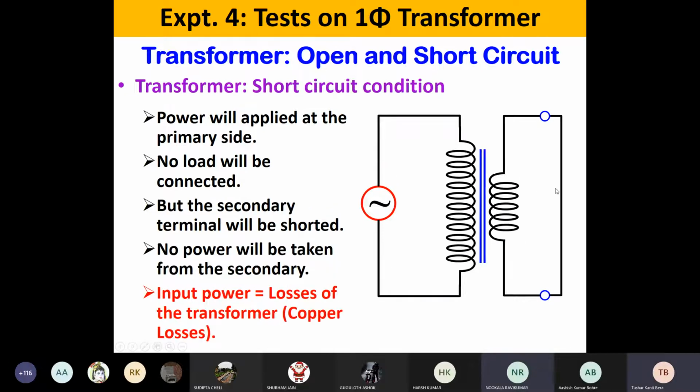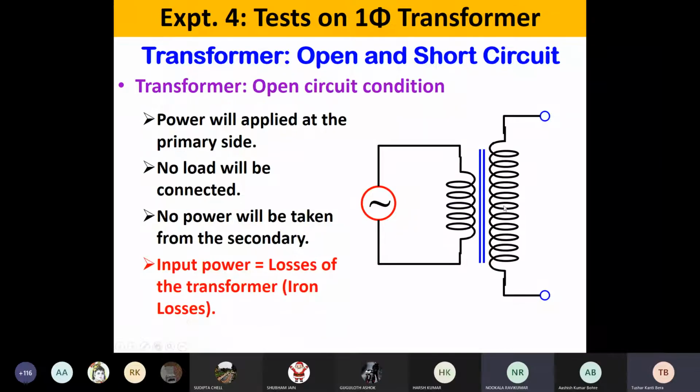And in the short circuit condition also, the transformer is not sending any power to the outside circuit. So definitely if the transformer is taking some power from the wall plug point, that power will also be utilized for its internal losses. So what type of losses will be there? That is already explained in the theoretical class. I'm just repeating that.